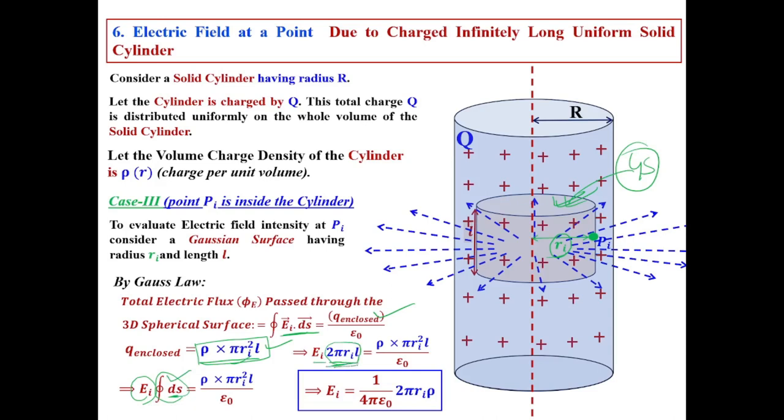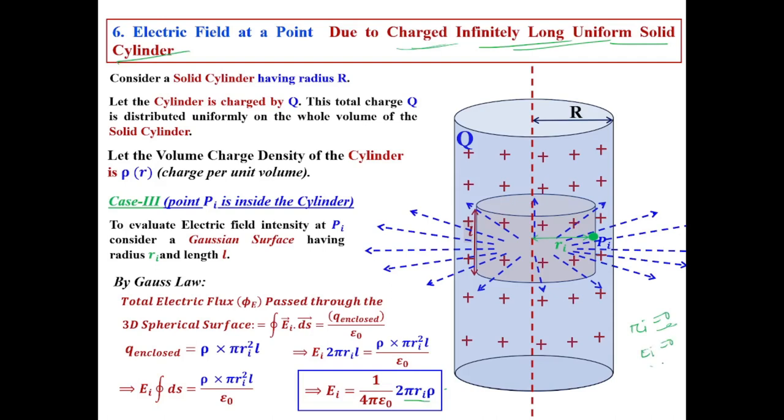So, Ei 2 pi ri into L is equal to this much charge enclosed by the Gaussian surface divided by epsilon 0. That implies Ei will be equal to 1 by 4 pi epsilon 0 into 2 pi ri into rho. Here also I multiplied 2 with the numerator and the denominator to write this type of expression. Finally, we found Ei, the electric field intensity at any point inside an infinitely long, uniformly charged solid cylinder: 2 pi ri into rho. Here you can see that if ri equals 0, then Ei also will be 0.